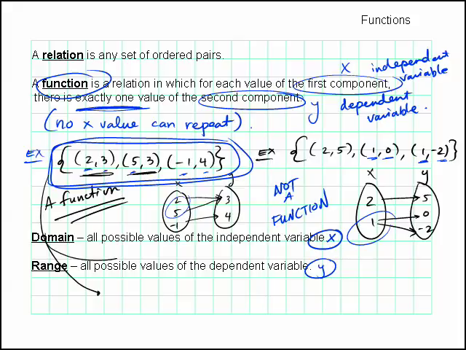The domain is just your x values. In this case, it would be the 2, the 5, and the -1. The range, those are your y values, which were just 3, which was twice, but don't write it twice, and a 4. 3 and 4 is the range. So domain is all possible values for x, and the range is all possible values for y. All right, moving on.